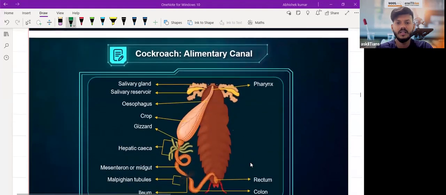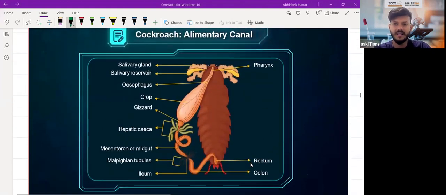So this is a diagram of the cockroach digestive system. You can see the salivary gland, which opens into the mouth, then the pharynx, esophagus, crop, and gizzard. Then there are the hepatic ceca, the mesenteron, which is your midgut, and the Malpighian tubules for the removal of waste, and the ileum, colon, and rectum. These are the parts of the digestive system of a cockroach.